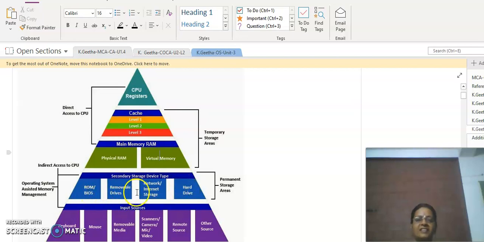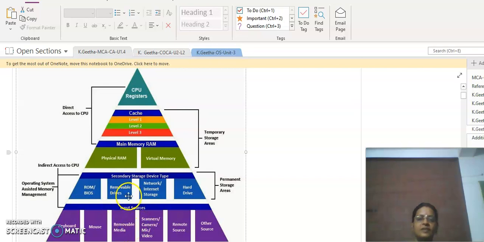So these are the various types of storage structures that can be provided at the secondary storage level. Then the next level of memory is going to be the input output devices, which are going to have some buffer mechanisms and can also have their own storage components, such as the keyboard, the mouse, the removable media, the scanner, the camera, the video devices, and the remote or other sources. These sources can receive the data from the user, and they can hold it in some temporary buffer structures.